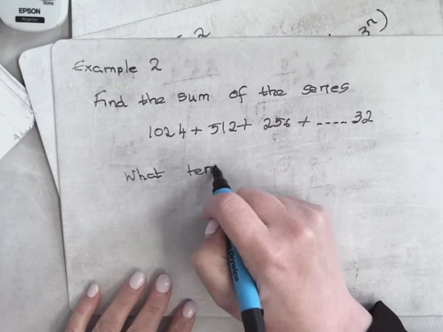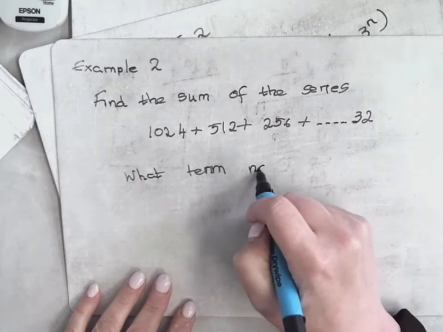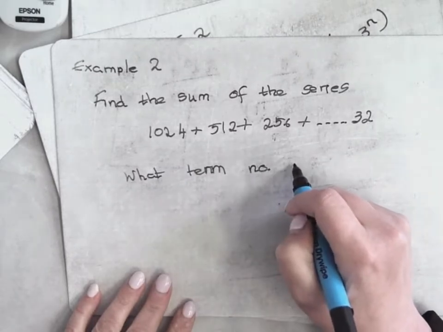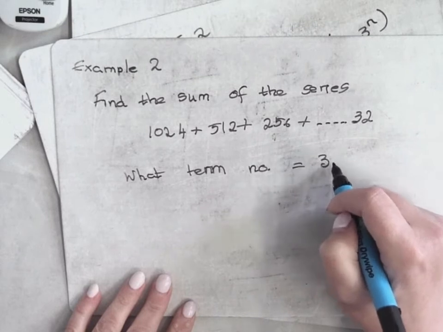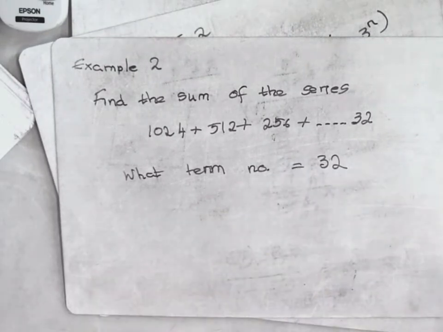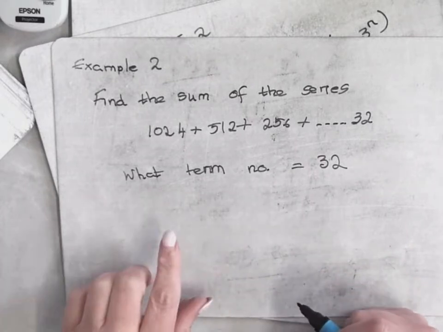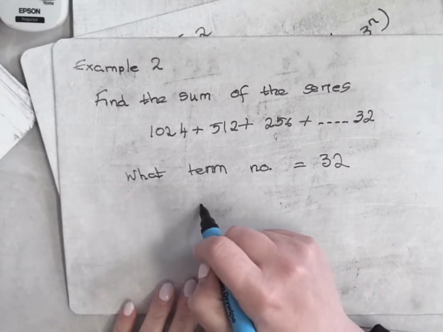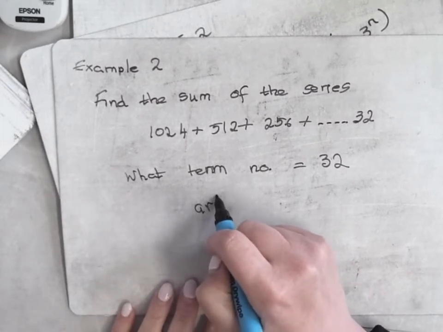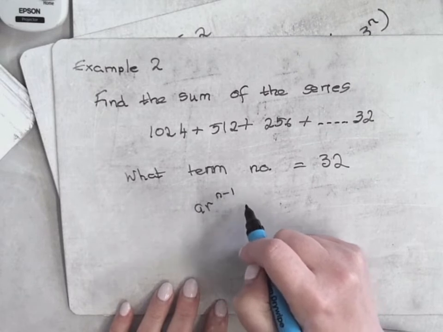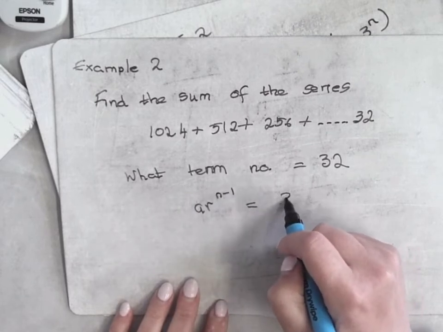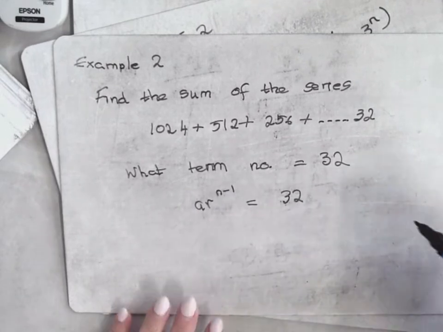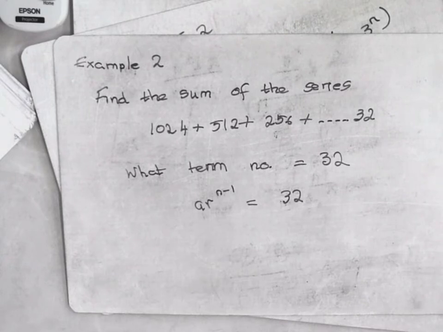Let's read term number. What term number is equal to 32? Is 32 term number 5, term number 6, term number 100? I don't know, right? So I have to use the term number formula, which is ar to the power of n minus 1. At what n does that work out to be 32?